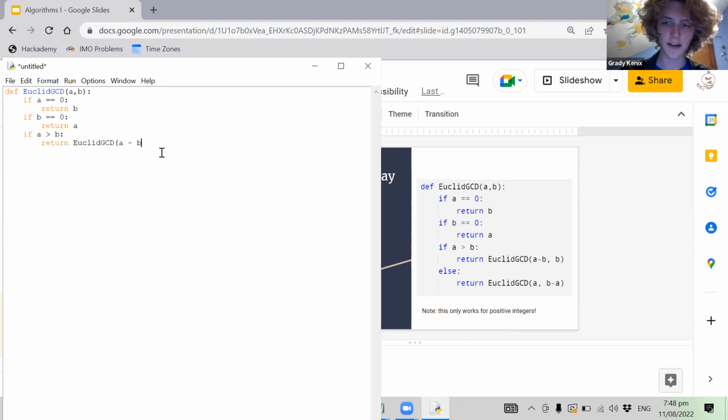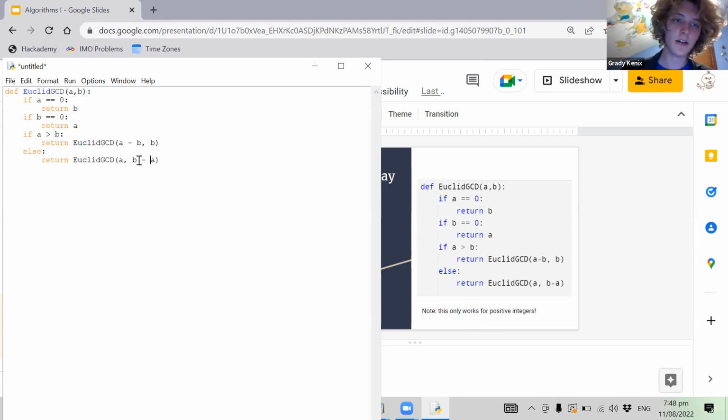So we return the Euclid GCD of A minus B and B. And otherwise, the else here stands for like otherwise. If else, so if this holds, then you do something. Otherwise, we're going to do something else. And the other thing is, okay, A wasn't bigger than B. That means A is less than B or A is equal to B. In either case, we can do the GCD of A and B minus A.